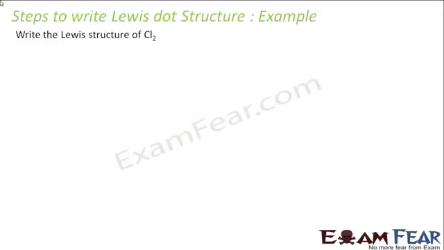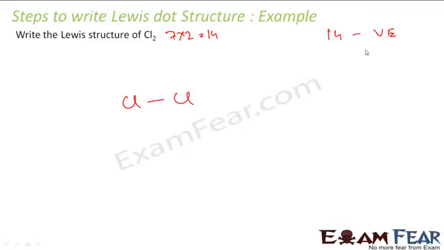Let's take an example of chlorine gas. One chlorine has 7 valence electrons, so the total valence electrons is 14. Let's write chlorine, add this with the bond. I had 14 valence electrons to start with. I used 2 electrons for the bond because I created one bond. I am left with 12 electrons.